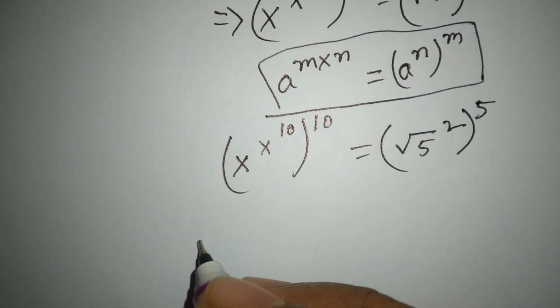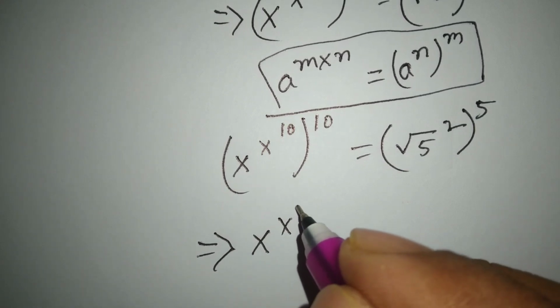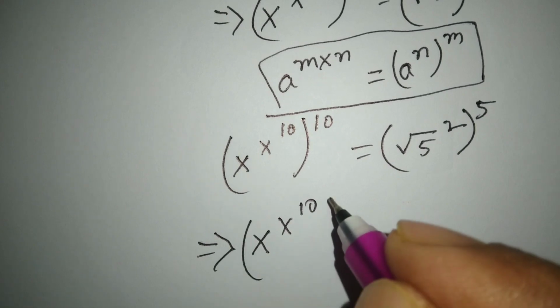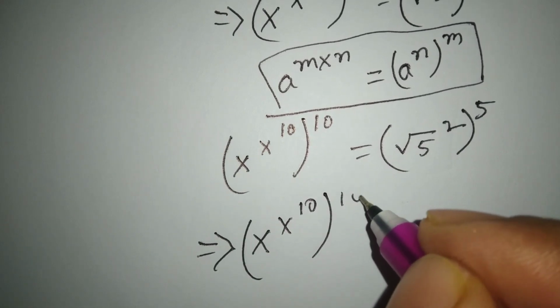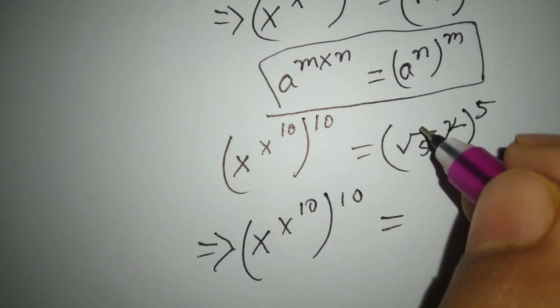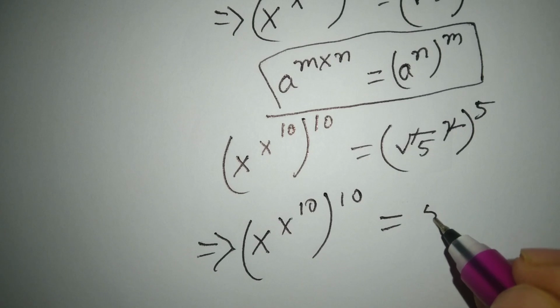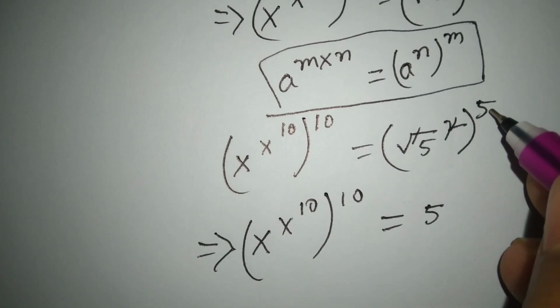Or x to the power 10, whole power 10, is equal to, this square and this square root cancel each other. Here remains only 5 to the power of this 5.